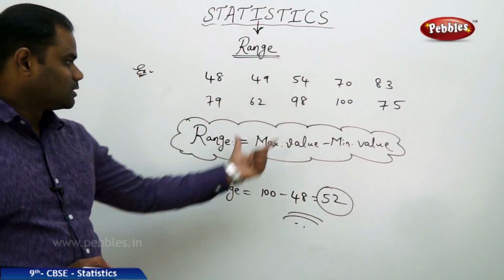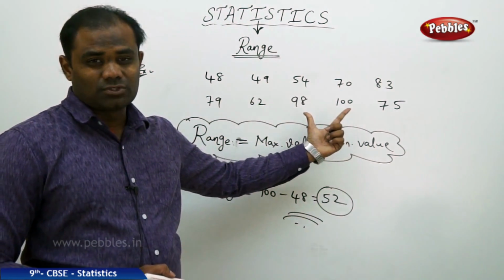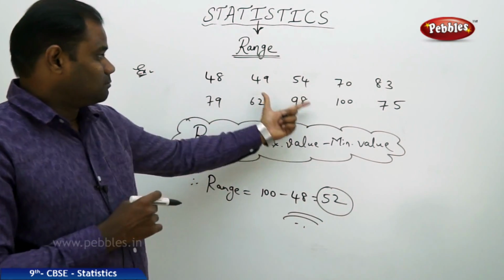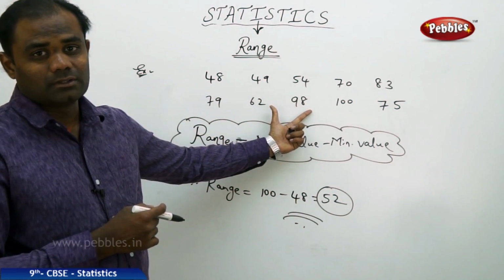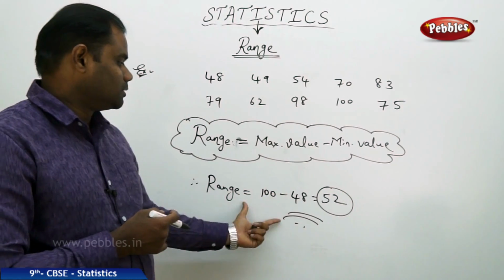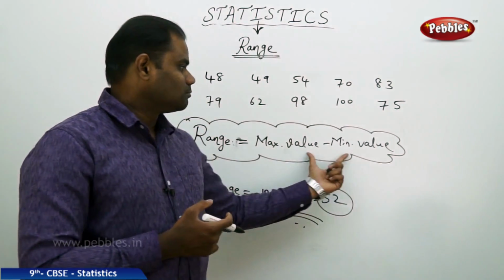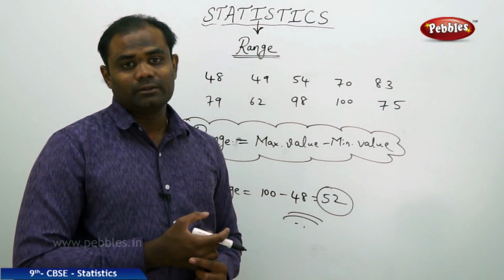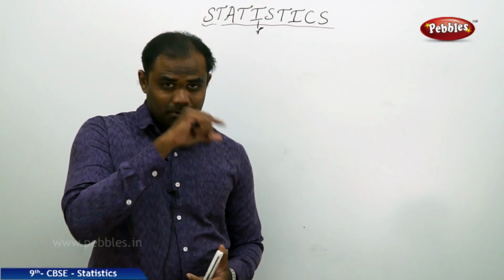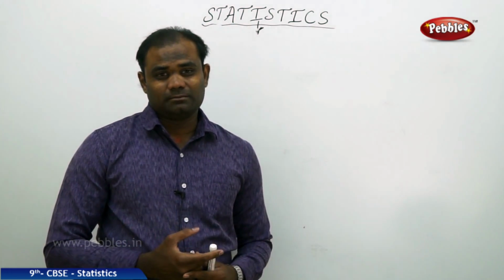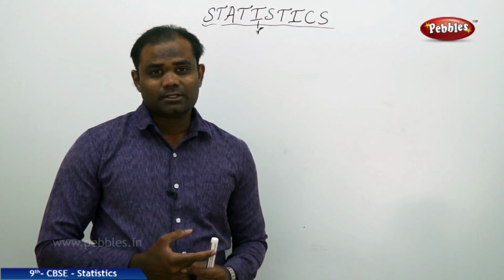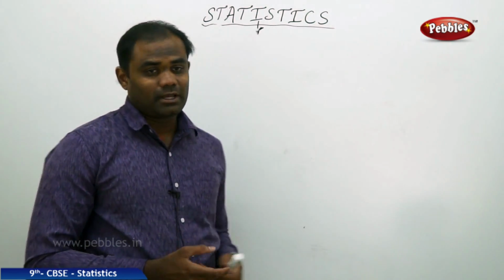So in this case, for the given problem with the 10 students' marks listed out here, the range is 52. Range is highest value minus lowest value. Now comes the concept of frequency. What is the frequency for the data? Let's see the frequency in this session.